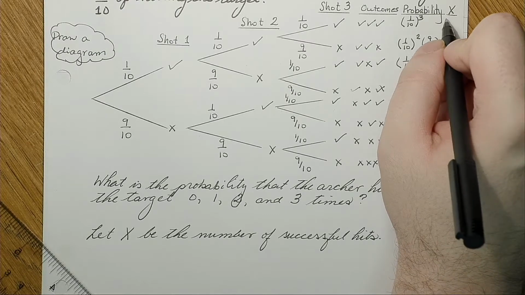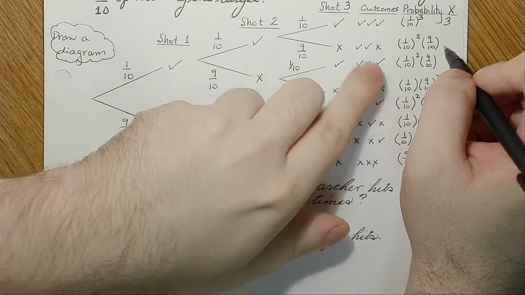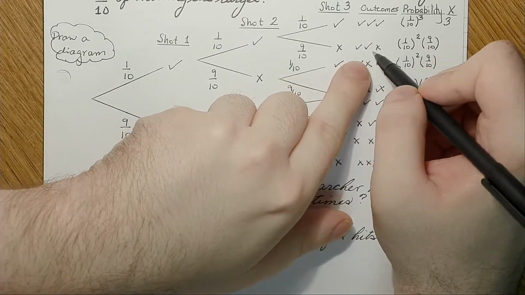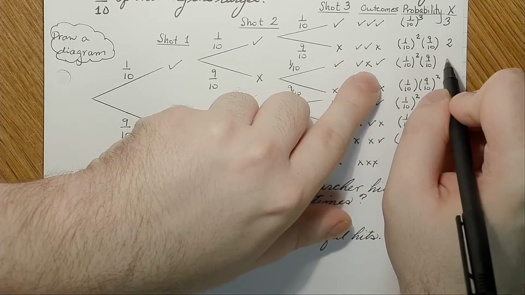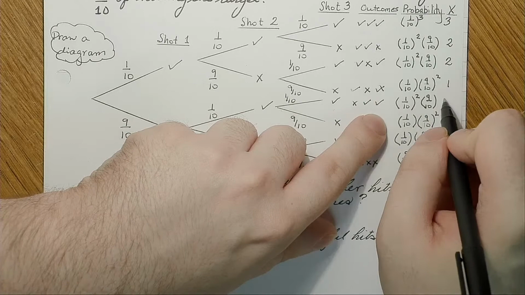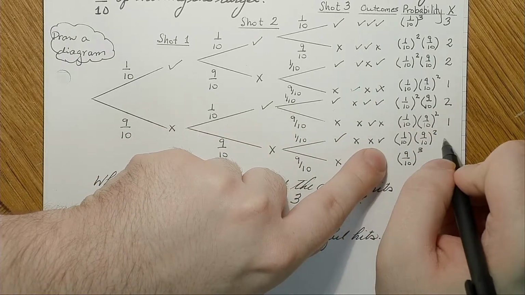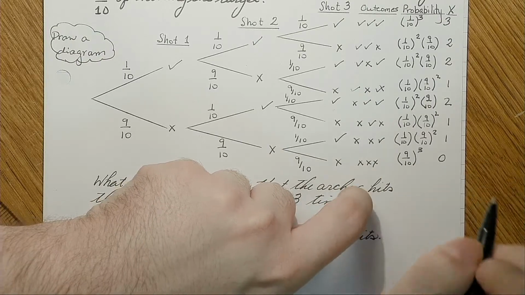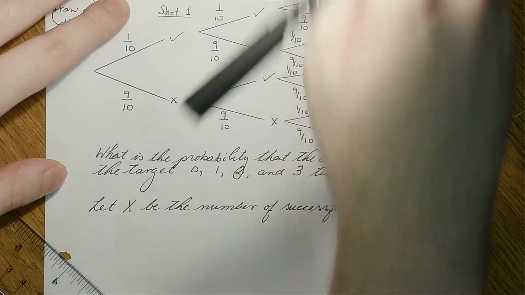Three. Yep. Good. So then over here, this is why I wrote out the outcomes, so it's very easy for me to read off. There are 2 successful hits here, there's 1 here, there's 2, 1, and there's 1, and there's 0.